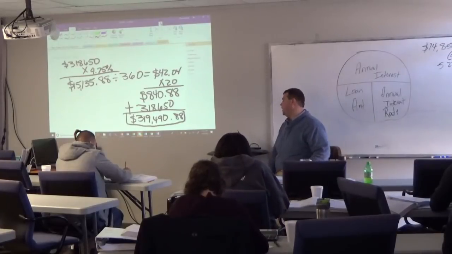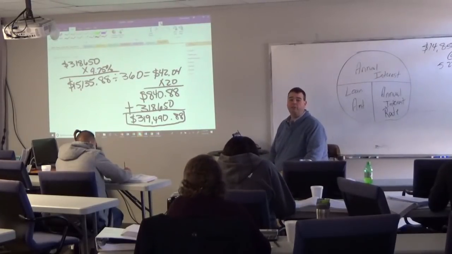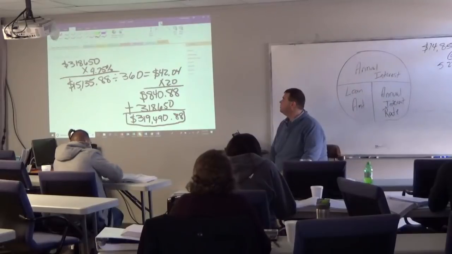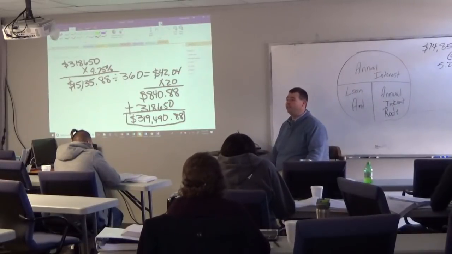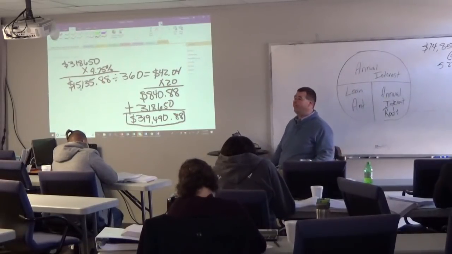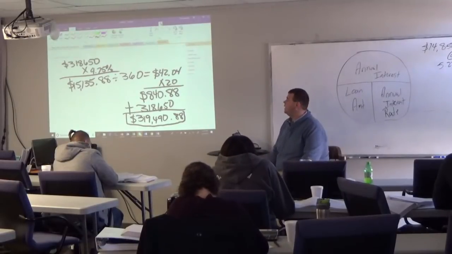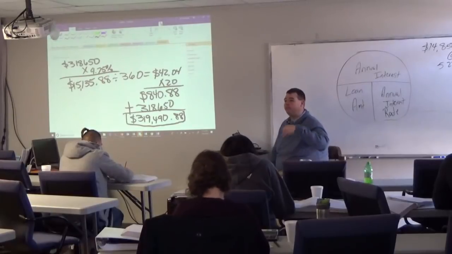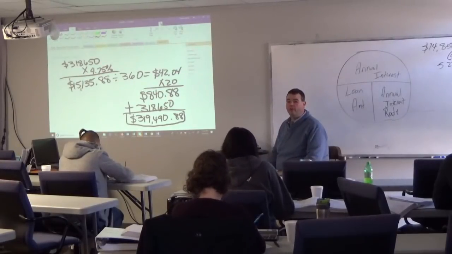And if closing got pushed back a day, their payoff would go up by how much money? $42.04. So for every day we get delayed in closing, the seller's got to pay an additional $42.04 in interest because it's an additional day of interest that they owe.